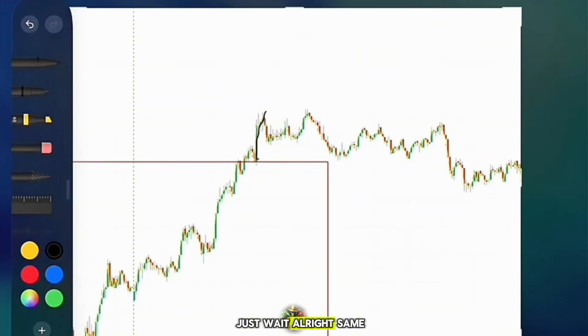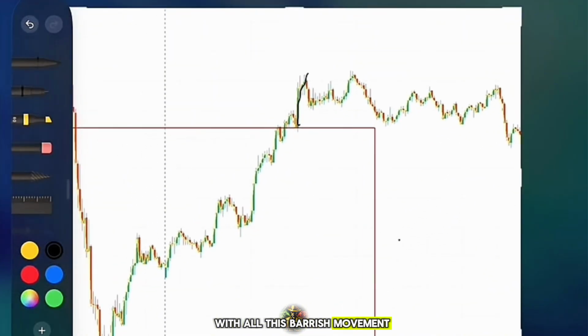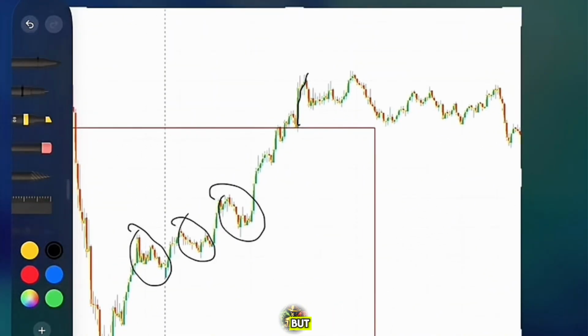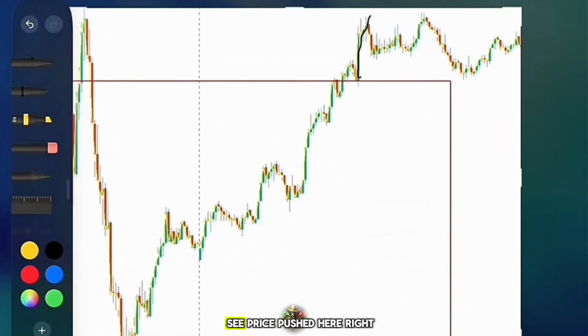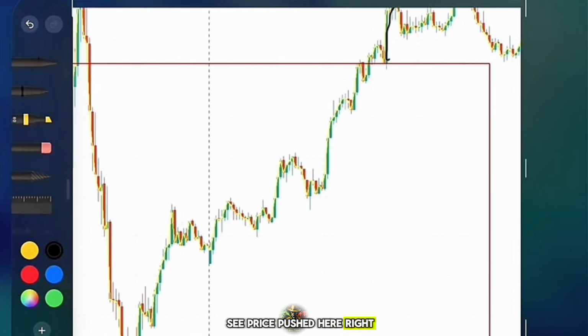Just wait, right? Same with all this bearish movement. It might be confusing for you guys, but the key identification is to just be patient and wait. See, price pushed here, right? For example, let me show you. Price pushed here, sideways, price kept on going down, and then what happened? Boom. Okay, same goes to here.